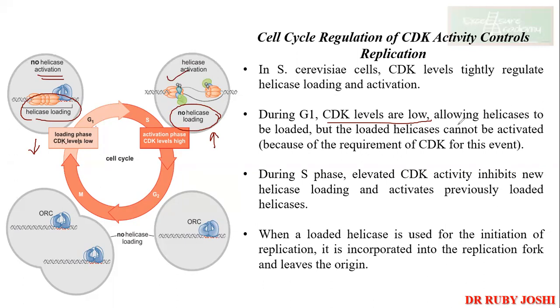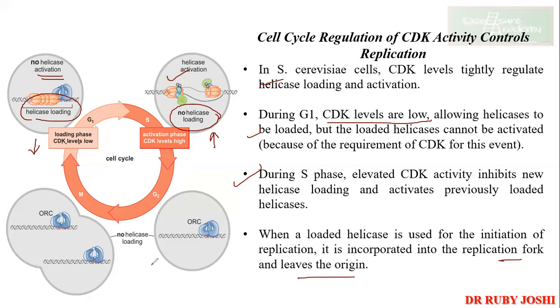So when the CDK levels are low, it allows helicase to be loaded, but the loaded helicase cannot get activated. Now, during the S phase, elevated CDK activity inhibits new helicase loading and activates previously loaded helicase. So we all know this thing. When a loaded helicase is used for the initiation of replication, it is incorporated into the replication fork and leaves the origin. You can see it over here.